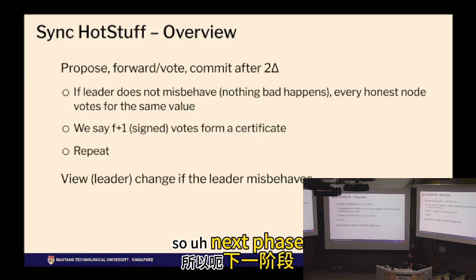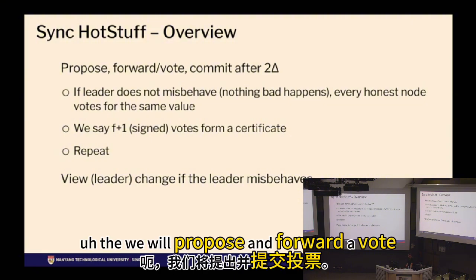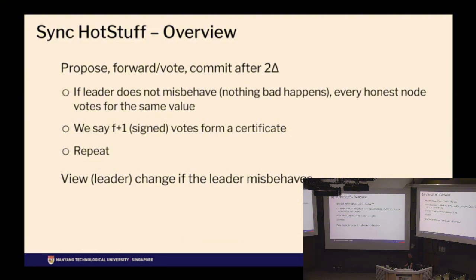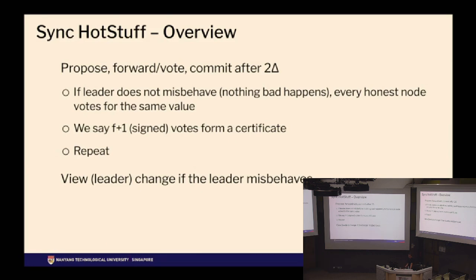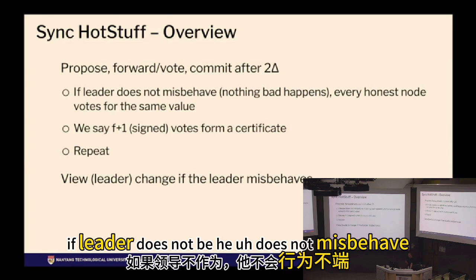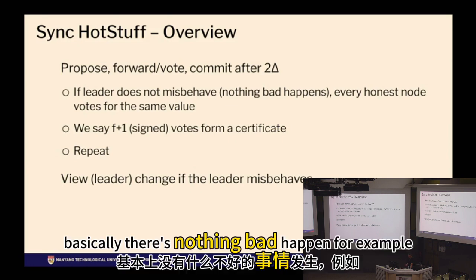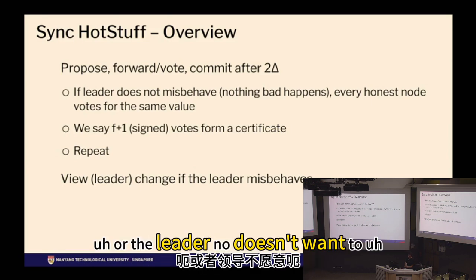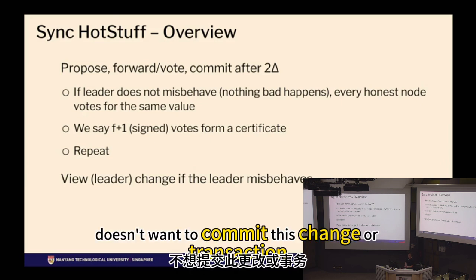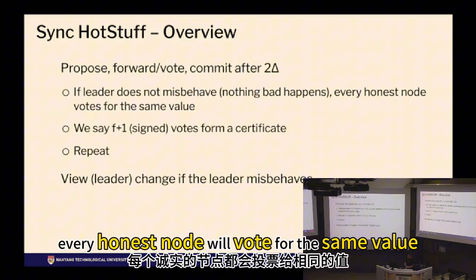So in the next phase, they will propose, forward, and vote after 2 delta. The commit will need to happen if the leader does not misbehave, basically if nothing bad happens. For example, the leader going offline, or the leader node doesn't want to commit this change or transaction. Every honest node will vote for the same value.